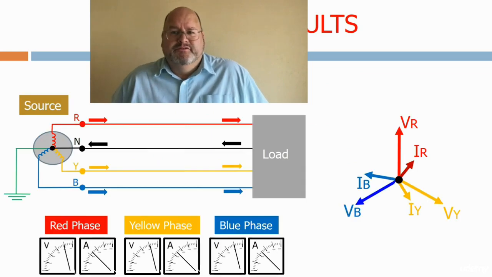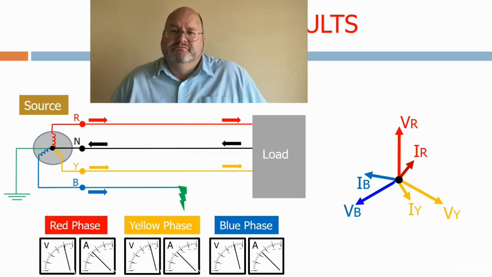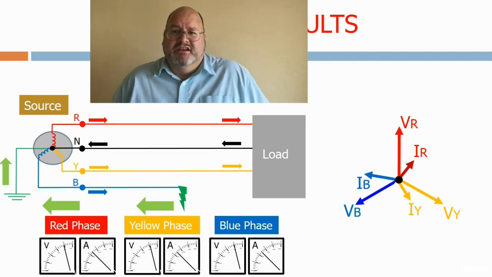Let's now see what happens if we have a phase-to-earth fault. Once the conductor touches the ground, earth fault current will start to flow from the blue phase conductor through the ground and back to the generator neutral point.